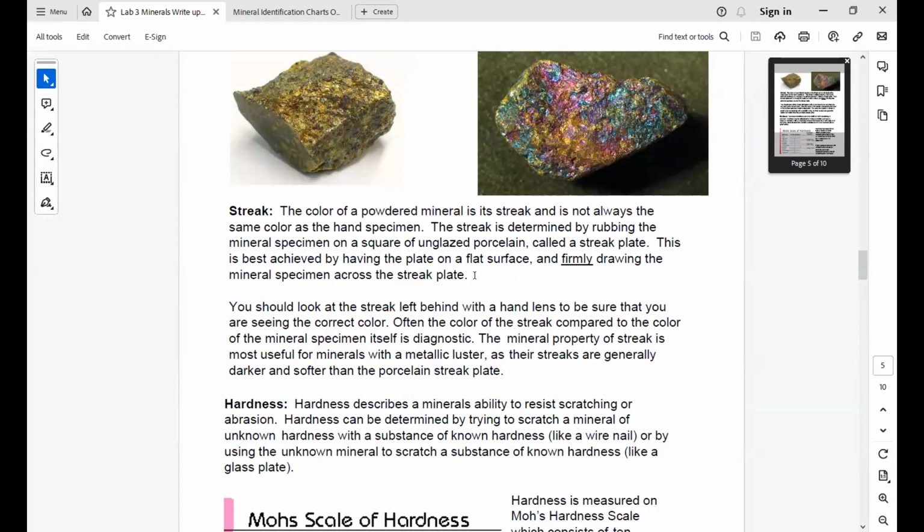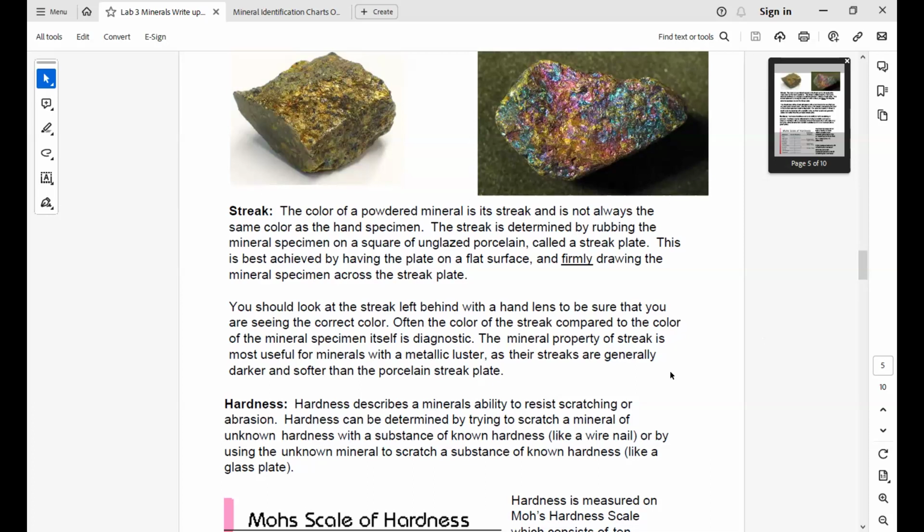little plate. And the best way you can get streak is to hold that plate down to the table and really put some elbow grease into it when you scrape that mineral specimen, hopefully an edge of it, across the streak plate. And you have a hand lens in your kit as well. It's best to look at it up close if at all possible.